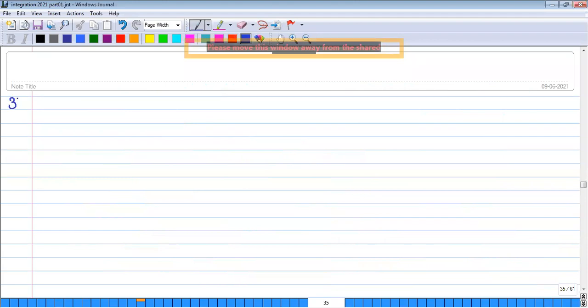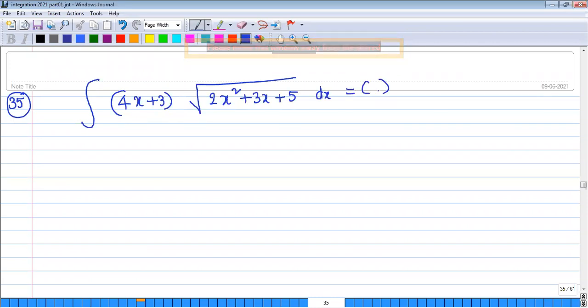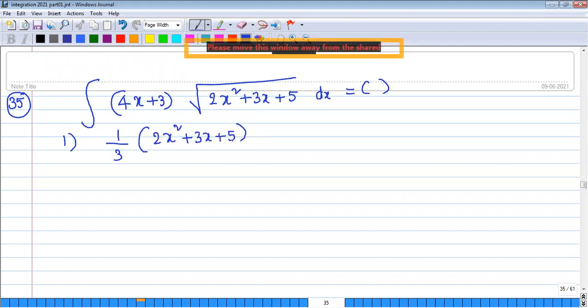Question 35. Integral of (4x plus 3) times root of (2x square plus 3x plus 5) dx. First option, 1/3 of (2x square plus 3x plus 5) to the power of 3 by 2 plus c.